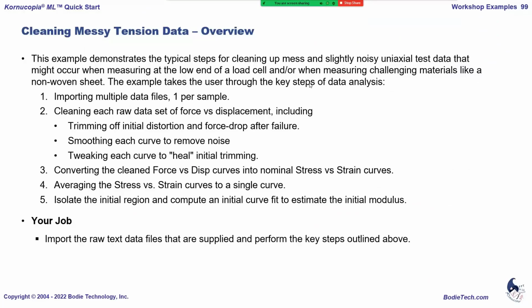All right, so the second example is going to be an example of me cleaning up some messy tension data. So this is not accelerometer data or anything like that. This should be data that would be typical of what you would get from a uniaxial tension machine, where you might be pushing a measurement of a soft structure where the load cell is kind of on the low end of its capability, so you get a little bit of noise in the data, or you're testing a very challenging material like a non-woven sheet or some other material that has a more complicated material response. This example is going to take you through the following analysis steps.